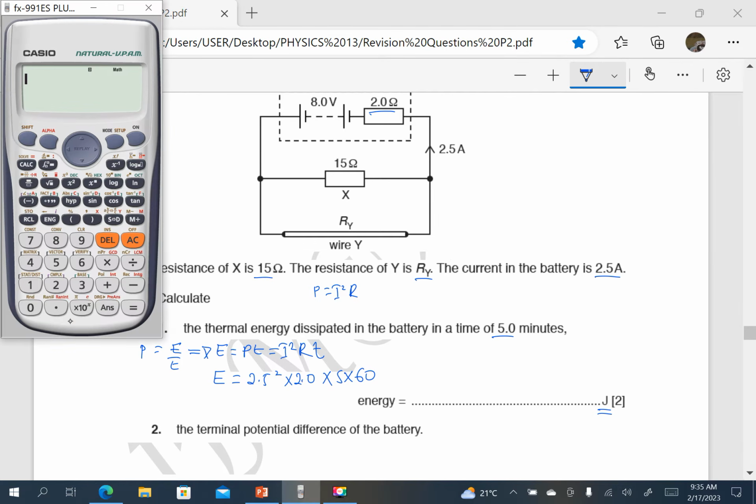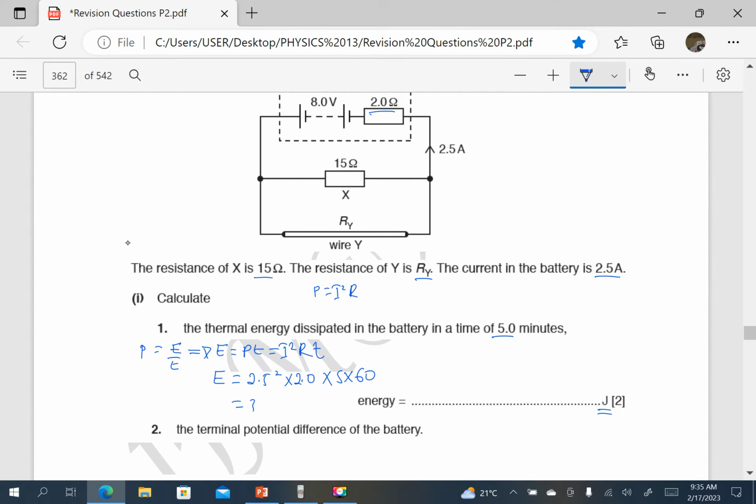So we can check with our calculator. 2.5 squared times 2 times 5 times 60, which is 3,750. So that is 3,750, or you can just write 3,800 to two significant figures.